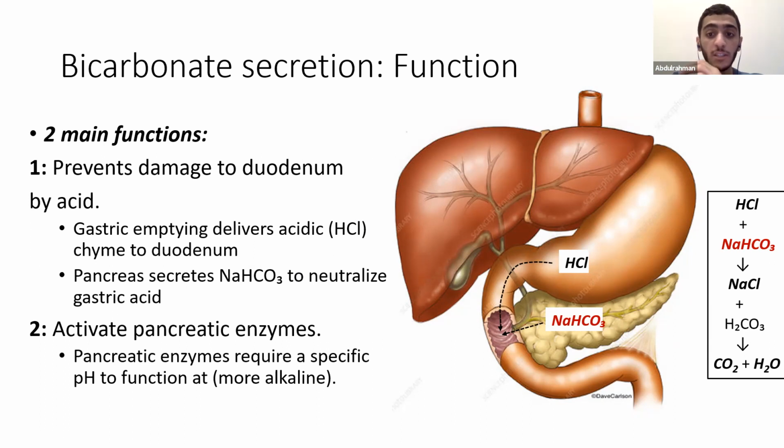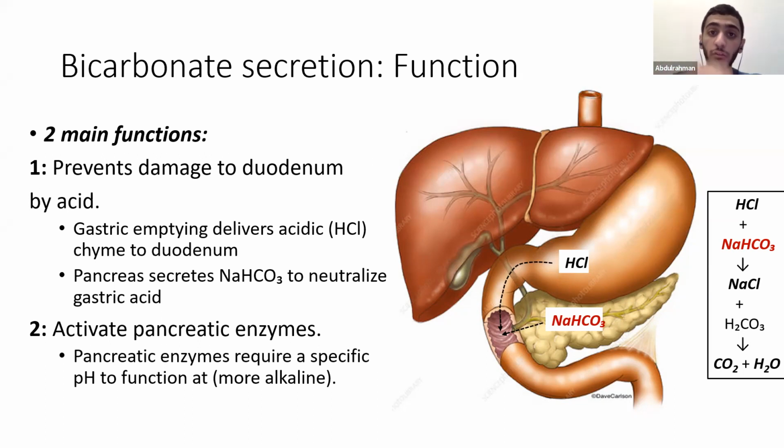Now, the next function of this bicarbonate is going to be activating the pancreatic enzymes. What I mean by that is basically, as the pancreas releases enzymes, these enzymes in the small intestine need a specific pH, because as you remember from molecular biology, enzymes work at specific pH values. The stomach enzymes need an acidic environment. However, the pancreatic enzymes need a basic environment.